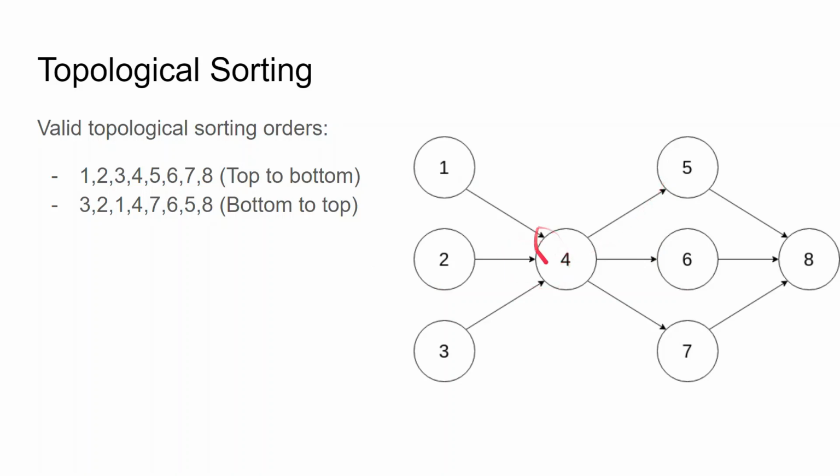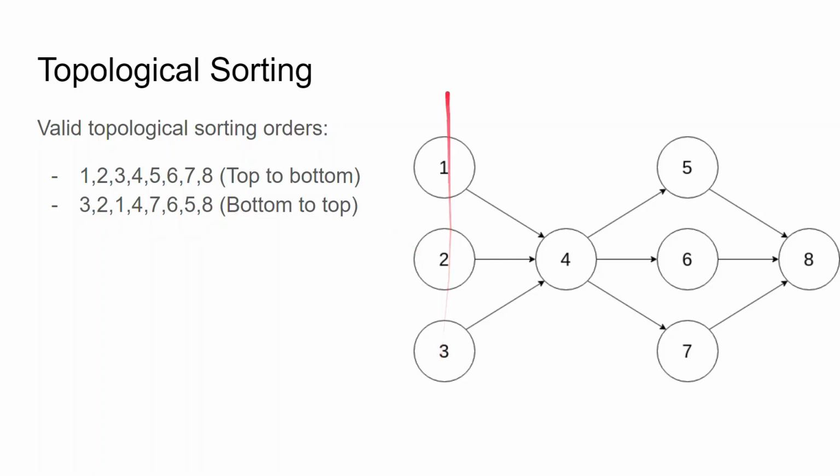After you finish node 4, and after you finish node 5, node 6, node 7, you can complete node 8. So we can sort this way. We can say 1, 2, 3, 4, 5, 6, 7, 8. We can do it this way, or we can do it bottom to top.